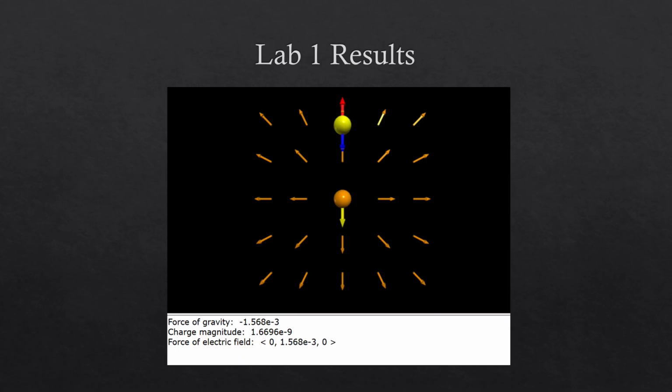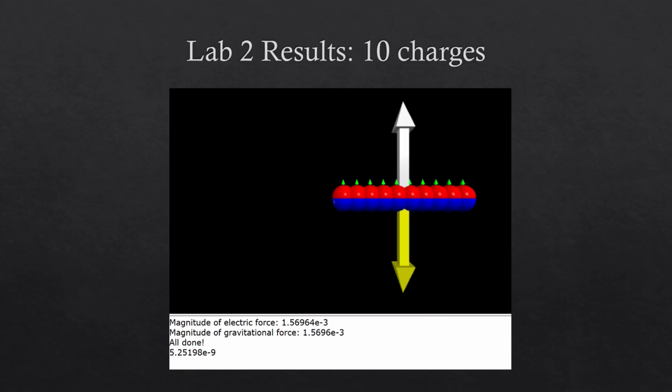So in terms of my actual results, in Lab 1, using point charges, I calculated the charge magnitude to be around 1.67 times 10 to the negative 9 coulombs. And then in this lab, when I used 10 charges, I calculated the charge to be 5.25 times 10 to the negative 9, an increase compared to Lab 1.